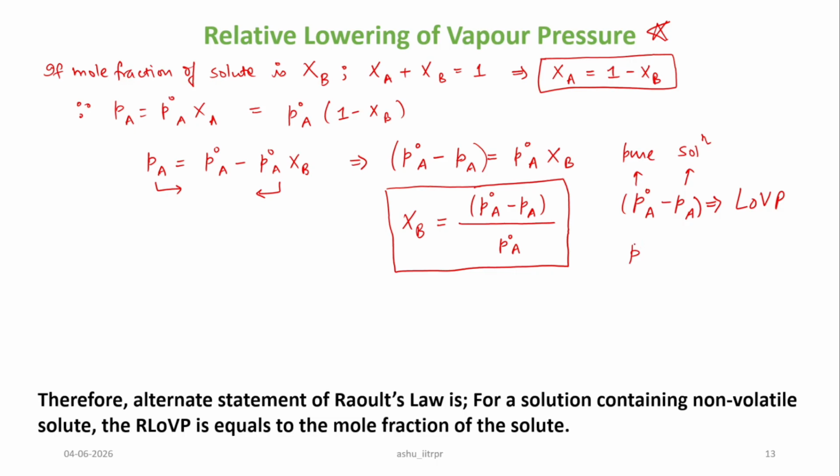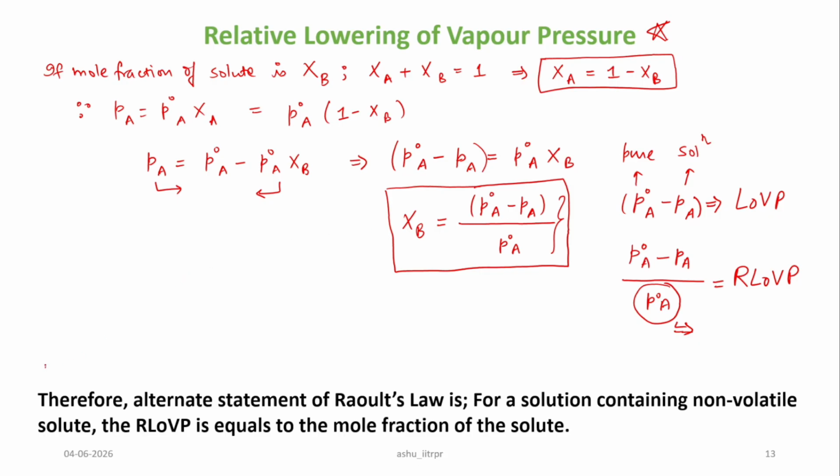And if I divide lowering of vapor pressure, P naught A minus PA, by P naught A, this expression becomes relative lowering of vapor pressure, because now we are relating the lowering with a reference. The reference is what? P naught A, pure vapor pressure. So this quantity, P naught A minus PA divided by P naught A, is called relative lowering of vapor pressure.